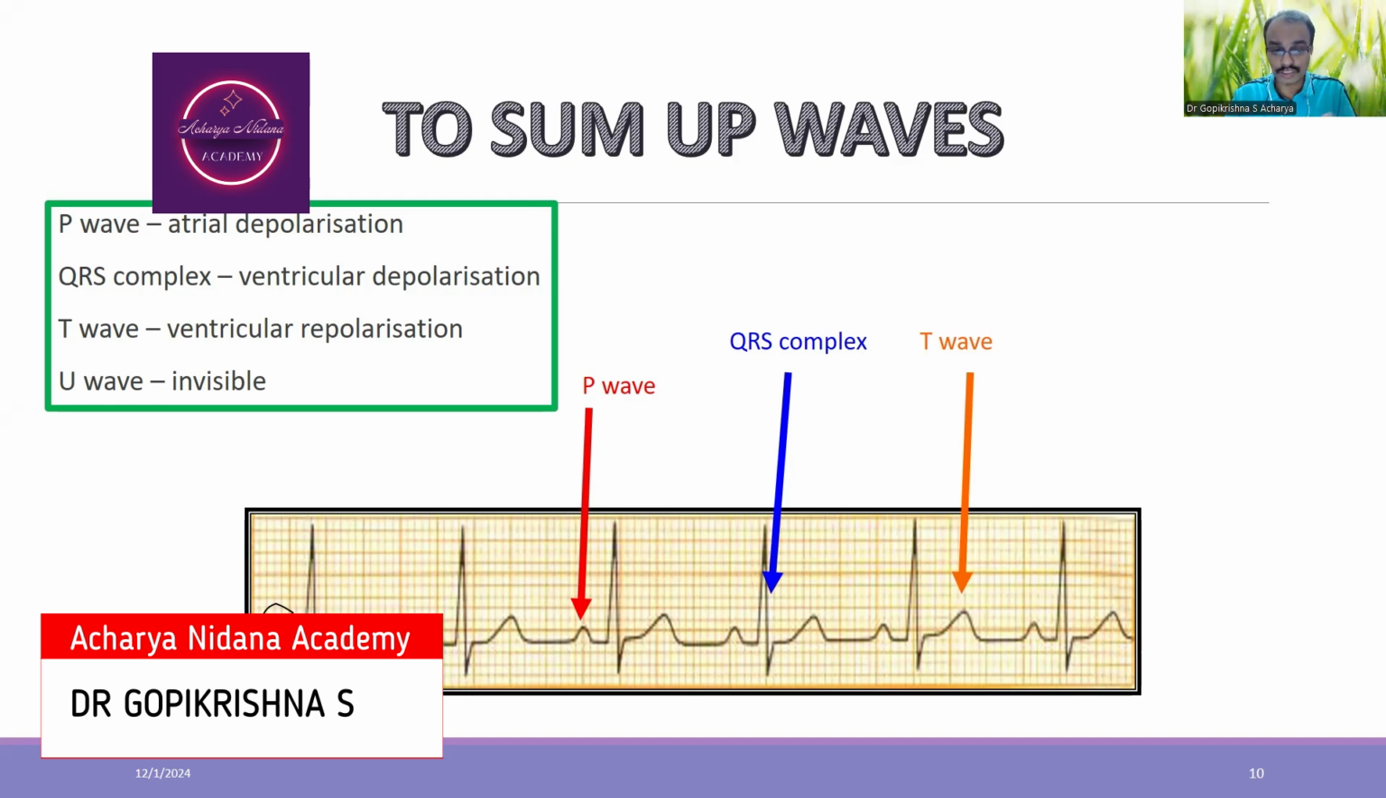So this is what is considered to be the P wave, QRS complex, and T wave. Here, the P wave, that is atrial depolarization, will be followed by atrial systole, and the QRS complex, that is ventricular depolarization, is followed by ventricular systole, and the T wave, representing ventricular repolarization, will be followed by ventricular diastole.